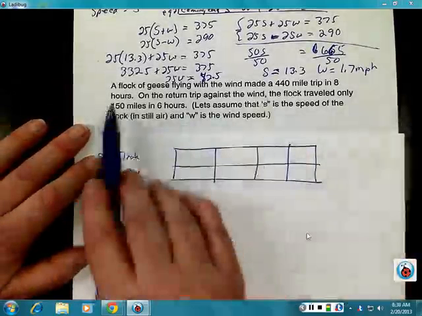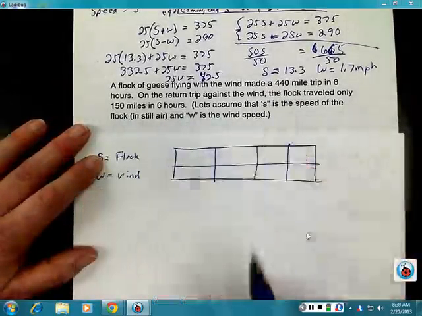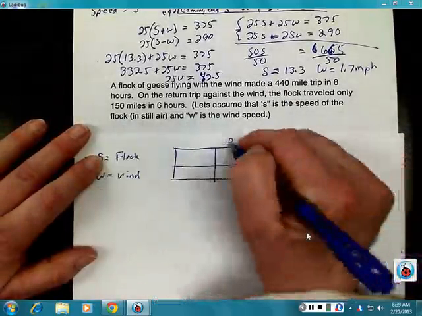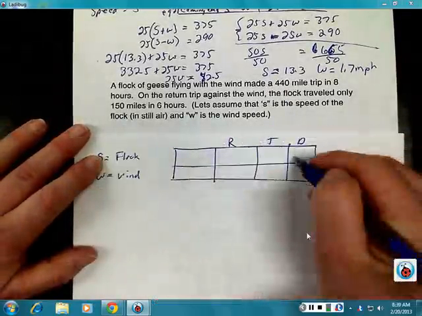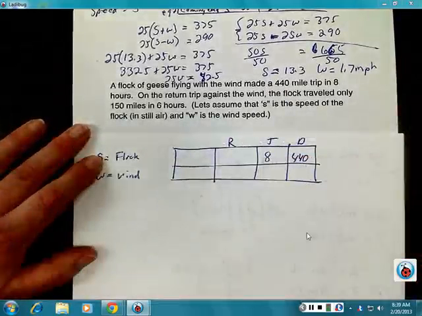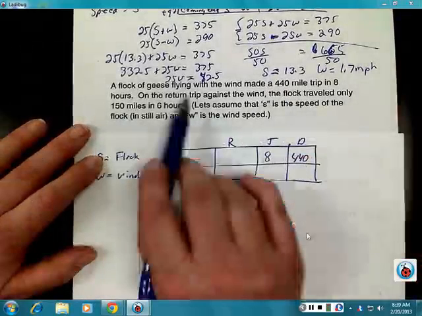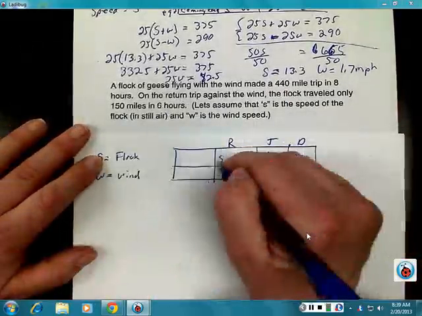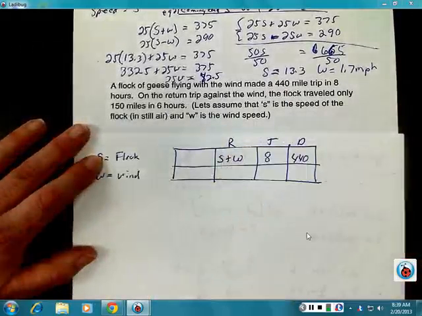So what happens here? 440 miles. So if we've got distance, rate, and time, we know the distance is 440. We know the time the flock flew was 8 hours, but they were flying with the wind, so that means I have S plus W. We okay with that part?